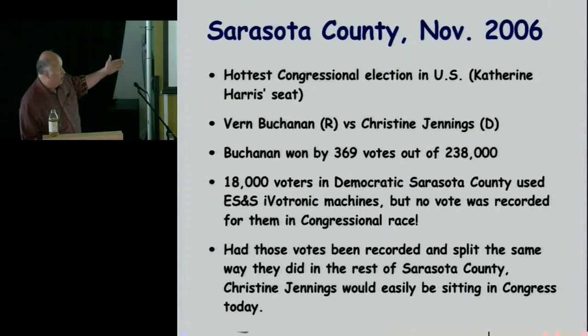Had those votes been recorded, and if they had split the same way they did in the rest of Sarasota County, Christine Jennings would have been sitting in Congress instead of Vern Buchanan. So here is a case where arguably an electronic voting issue changed the result of a congressional election.